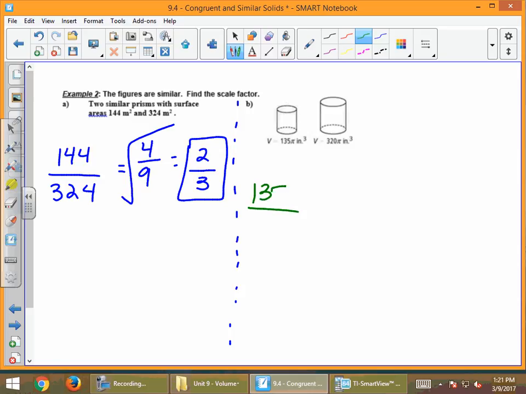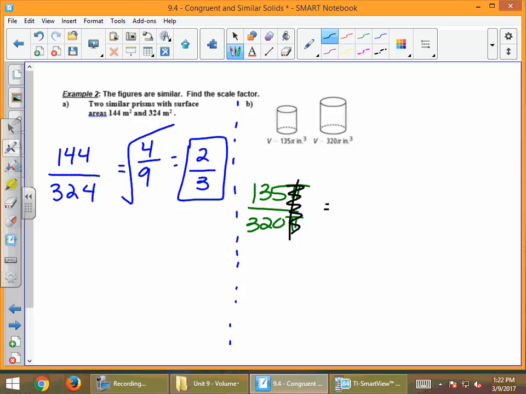Small volume over the bigger volume. Set up ratio, then simplify it. What's going to happen with those pies? Yeah, they're going to cancel out. They seem really overwhelming at first, but they cancel out. So you don't have to deal with them anymore. And then again, in your calculator, simplify that fraction.